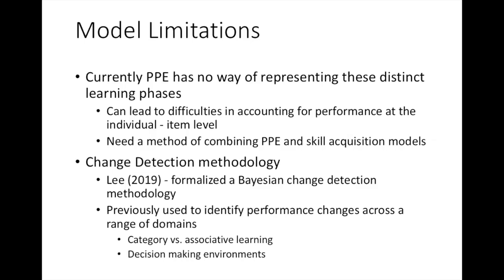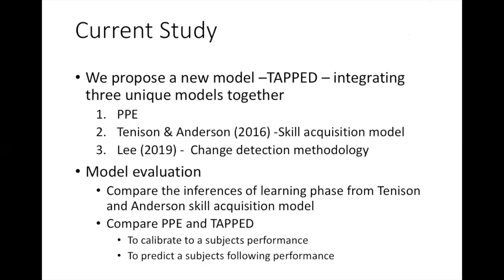Recently, Lee 2019 has formalized a fully Bayesian change detection methodology. This methodology has been used to identify performance changes across a range of domains, such as learning in category and associative learning environments, or in decision-making tasks. So in this presentation, I'm going to propose a new model called the TAPT, which is an integration of the 3 different models I've already discussed: the predictive performance equation, the Tennyson-Anderson skill acquisition model, and Lee 2019's change detection methodology.